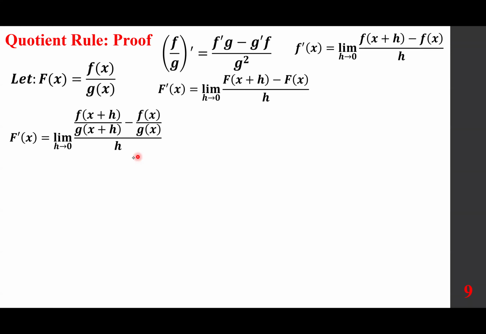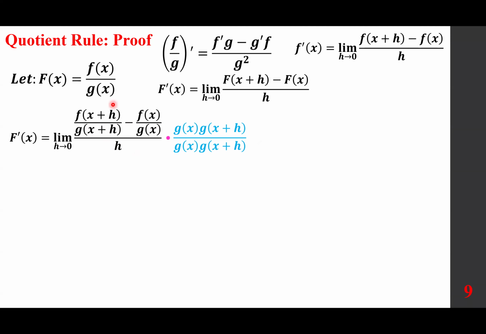We're going to simplify a complex fraction by multiplying by the LCD, which is the product of these two, g of x times g of x plus h. So we're going to multiply the top and the bottom by that. So first, I want to start from the bottom. Nothing happens. Write all of those. H times g of x plus h.